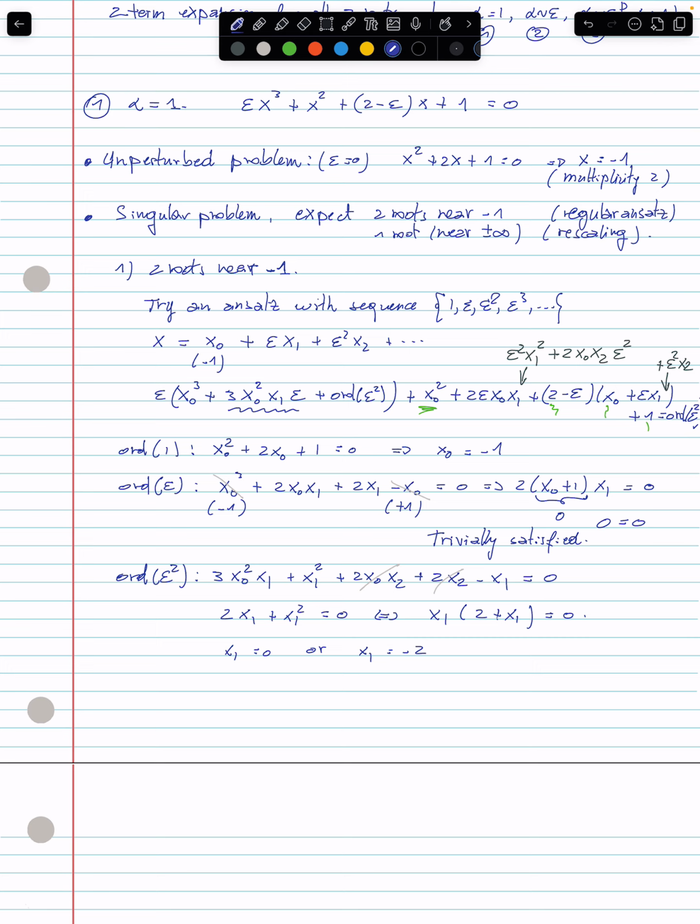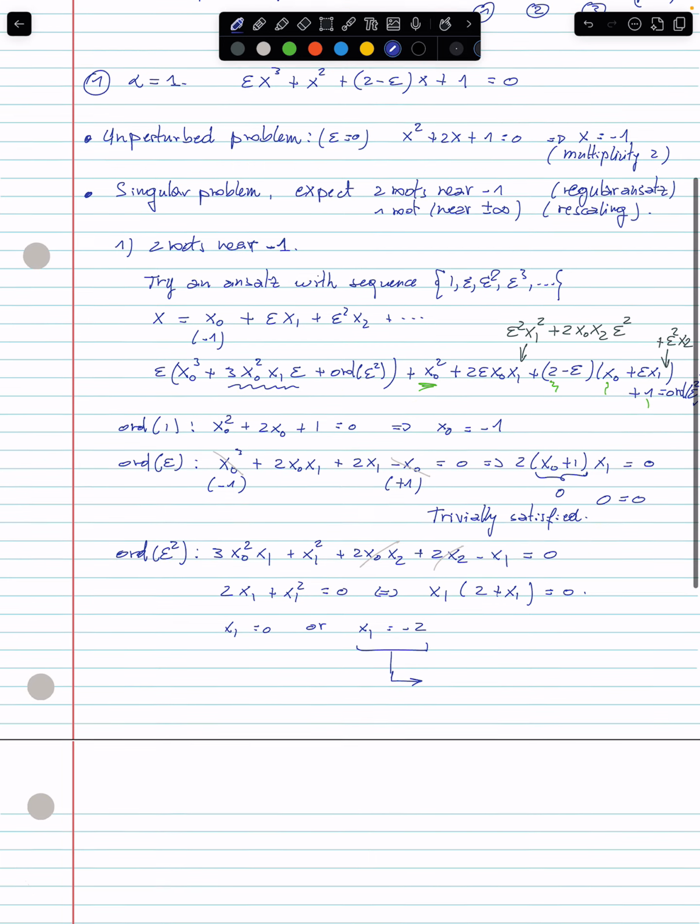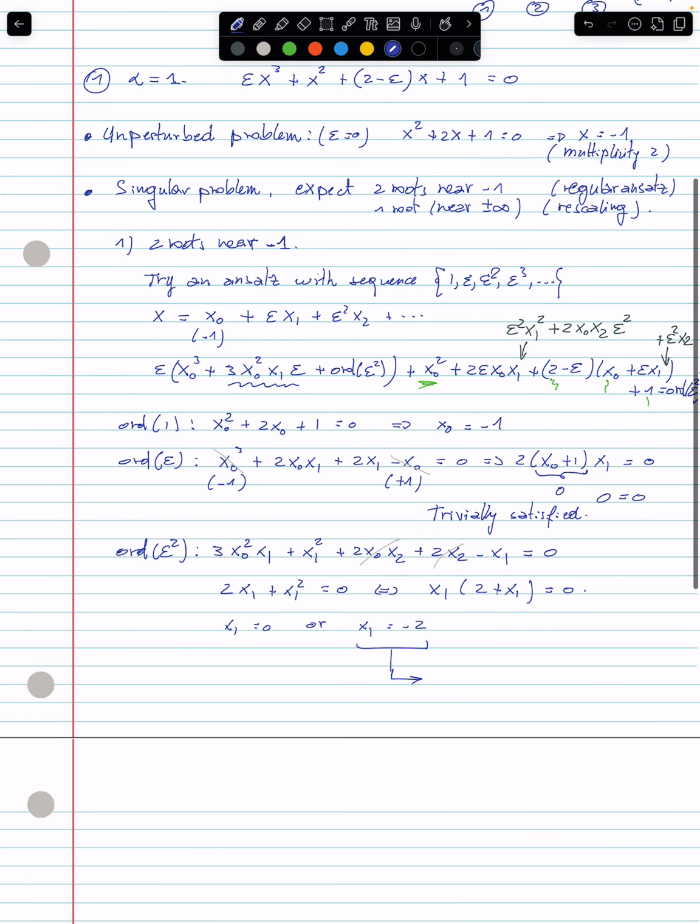We were asked to get a two-term expansion. So we got at least one, because if we use this, it means that at least we have one root, and the root is x equal to minus 1 plus epsilon times x1. So that means minus 2 epsilon plus something of order epsilon squared.